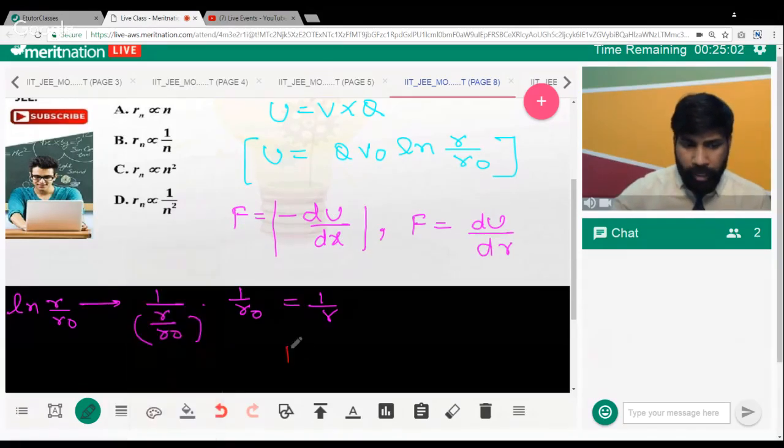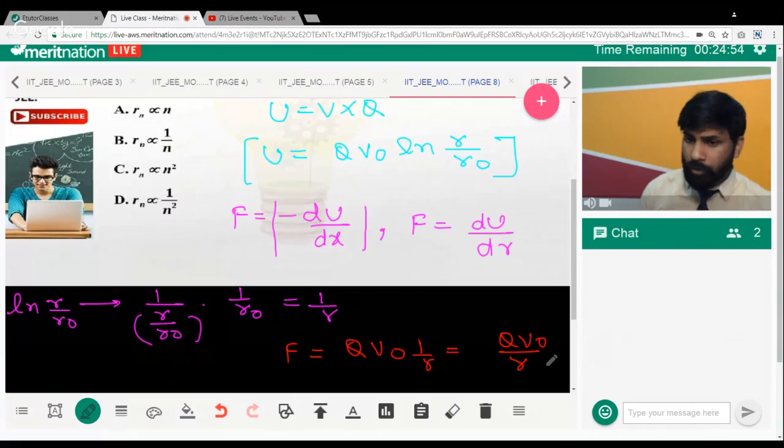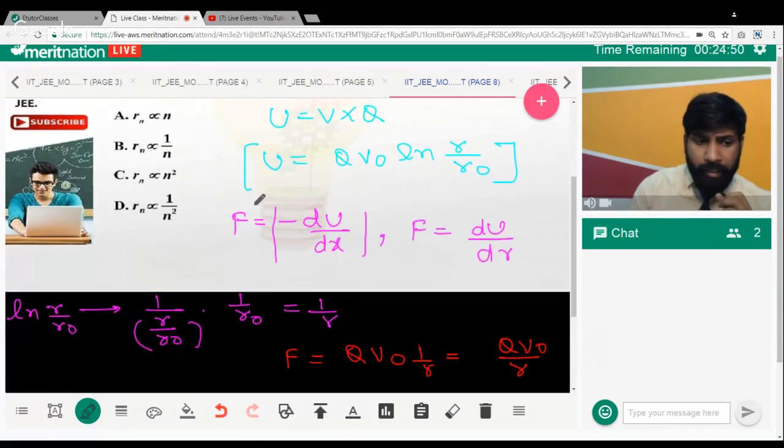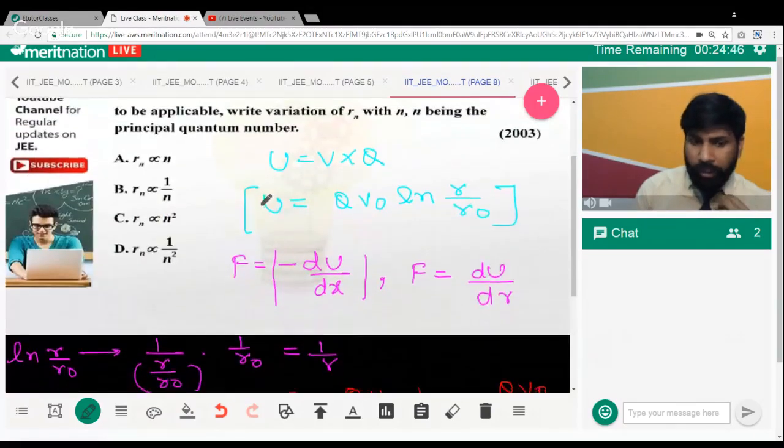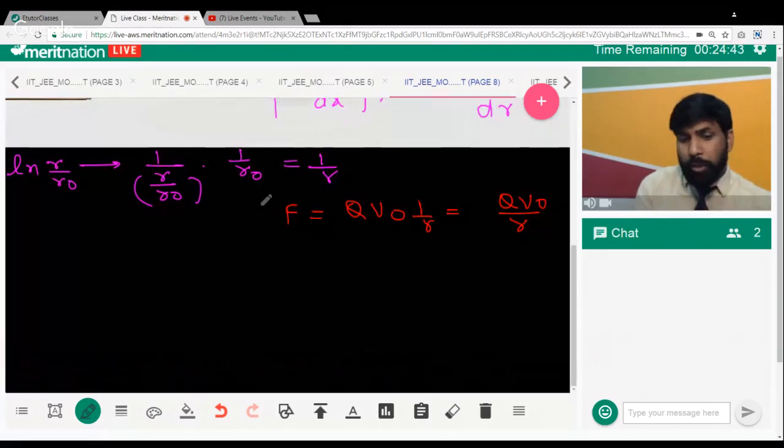So here F is equal to what? Q V naught into 1 by r. This is the force; we got the value of F. And students, you can see electrons are revolving around the nucleus. So I can say that this force is providing the required amount of centripetal force.